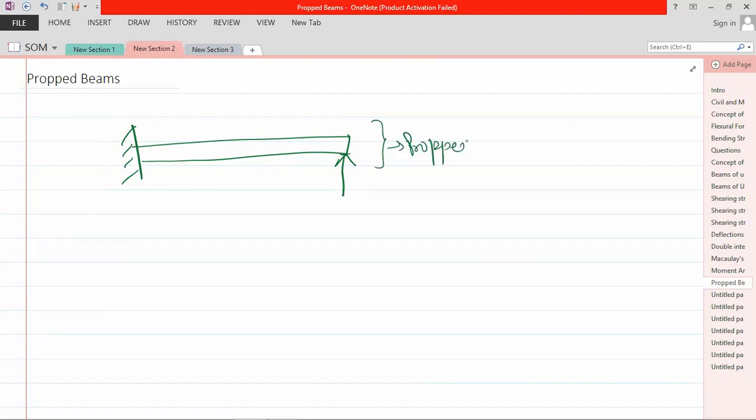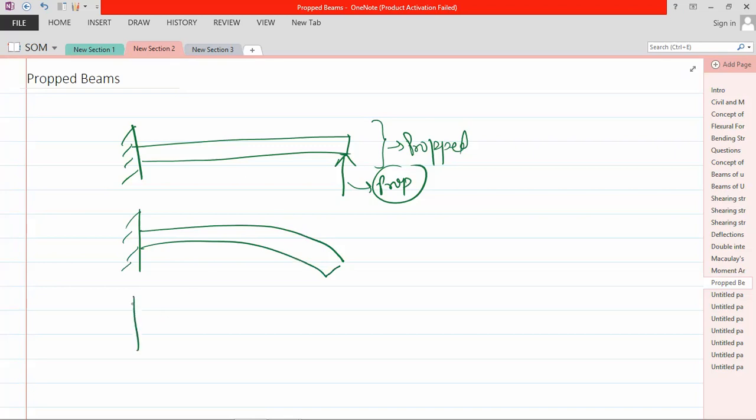Propped means a load, that is called the prop. This is called the prop. The prop is acting so that the deflection is not very much. So earlier, when it was not there, the deflection would be like this. But now, with the prop, the deflection is like this. Now the deflection is not very much and a reaction force is acting. So that's why it is provided, so that the deflection for the cantilevers, wherever required, would not be much.